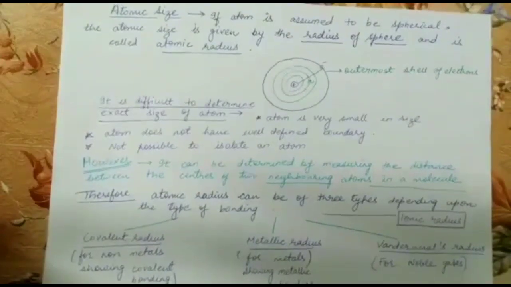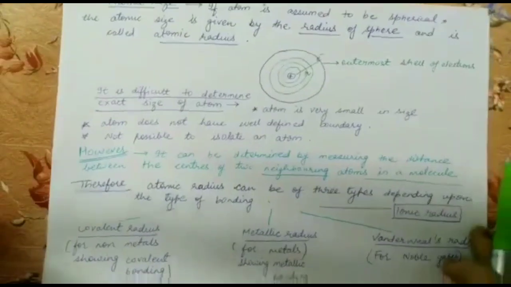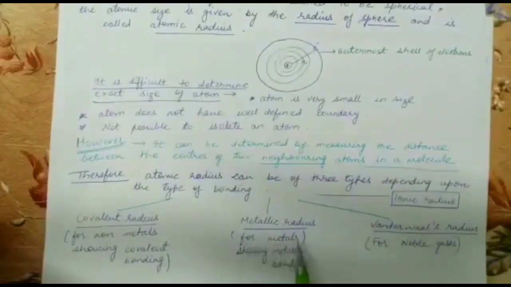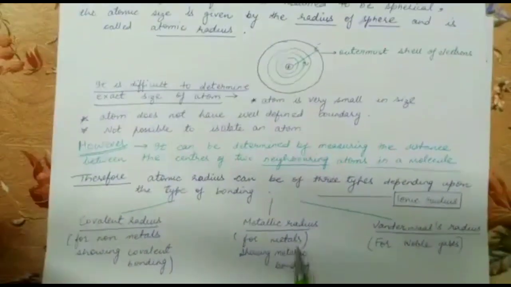You know the meaning of covalent bonding? A bond which is formed by sharing of electrons. The second is metallic radius. We calculate this for metals. Metals have a particular type of bonding which is known as metallic bonding.